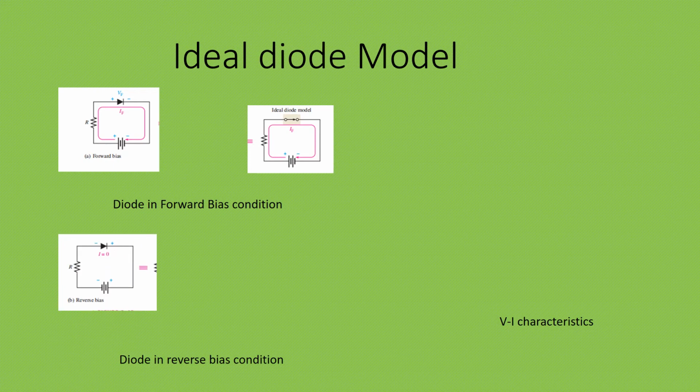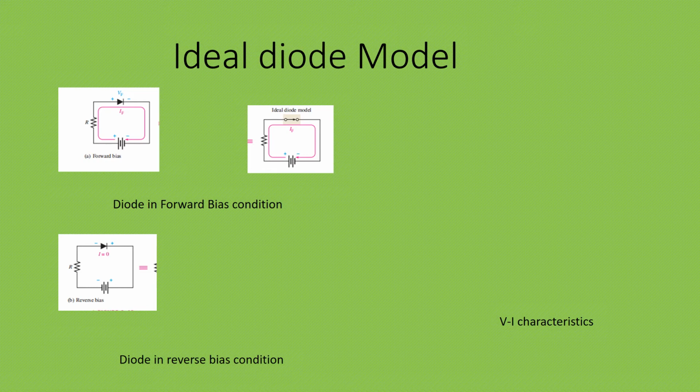Then in the reverse bias condition, here the polarity has changed. Here the polarity is in the forward direction. Here the polarity is in the reverse direction. Negative is connected to the anode and positive is connected to the cathode, so it is reversed.